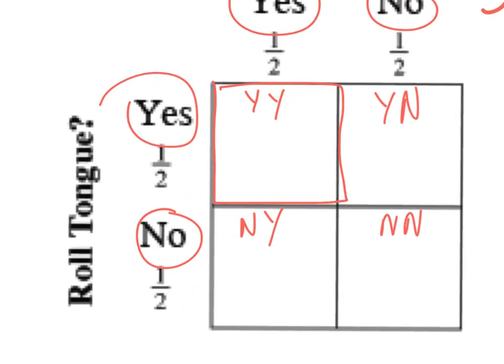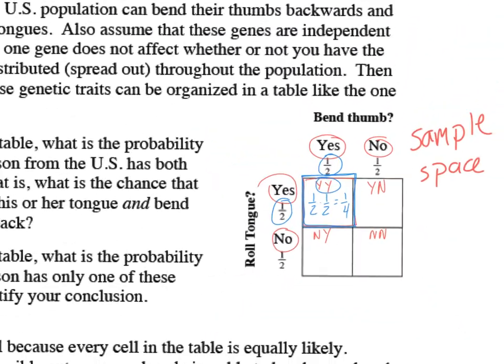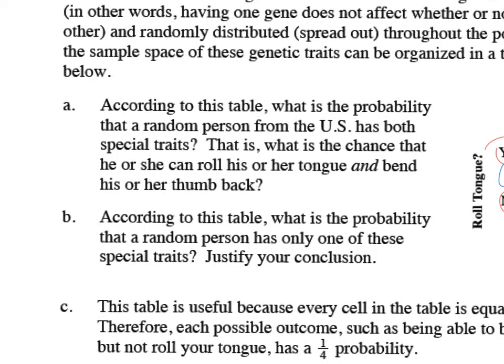So we're really answering, hey, what is the probability that we get this box? And the way that we do that is using an area model. This is called an area model. In order to determine the probability of this box, we take the likelihood that this event occurs and multiply it with the likelihood that that event occurs. So that's going to be 1/2 times 1/2, which is 1/4. So the probability of getting a yes, yes is 1 out of 4 according to our area model. So what's the chance that he or she can do both? Well, that'd be 1 out of 4, or roughly a 25% chance of happening.